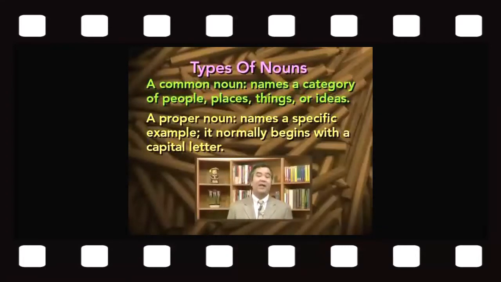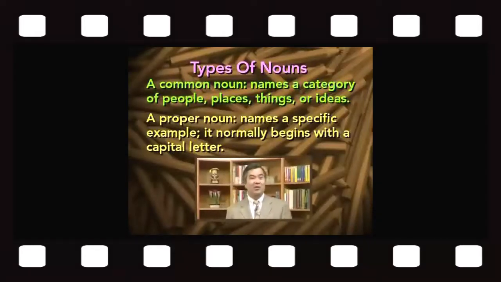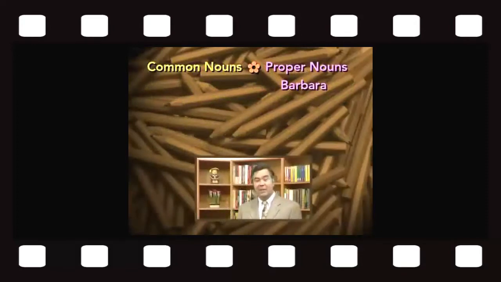Therefore, it's important to recognize the difference between a common noun and a proper noun, since when you're writing them, you need to know whether to use a capital letter or not. We've already seen a couple of examples of proper nouns. Barbara, a moment ago, is an example of a proper noun. Why? Because it names a specific example of a person, rather than a category of people, like student. That's why when the name Barbara is used in a written sentence, it would begin with a capital letter.